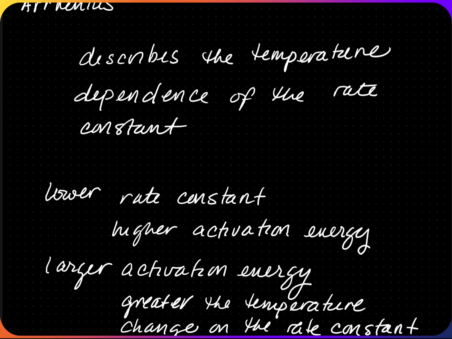Arrhenius was able to describe the temperature dependence of a rate constant. The rate constant will change when the temperature changes, so they are dependent on each other. The higher the activation energy, the lower the rate constant. The larger the activation energy, the greater the change in the rate constant with temperature.